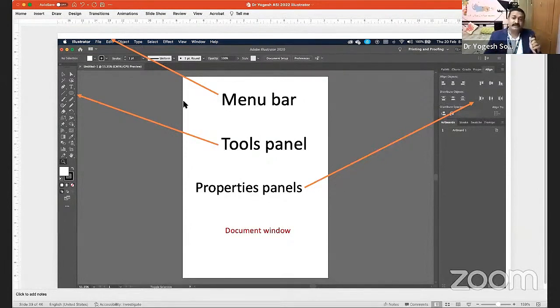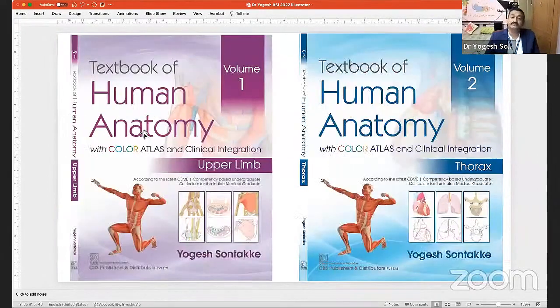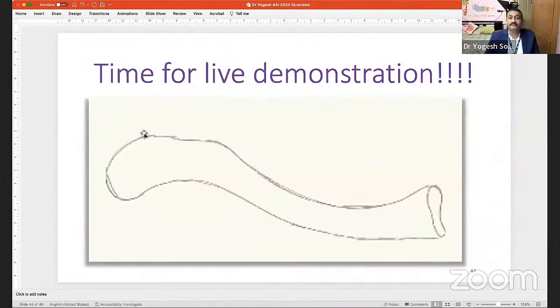When we see the panel here, some toolbars or tools are there. On the upside there is a menu bar, and on one side there is the property panel, and in between, this zone is called the document window. So these are the things which can be seen after opening Adobe Illustrator. These are my books, certain books that you people are aware of.